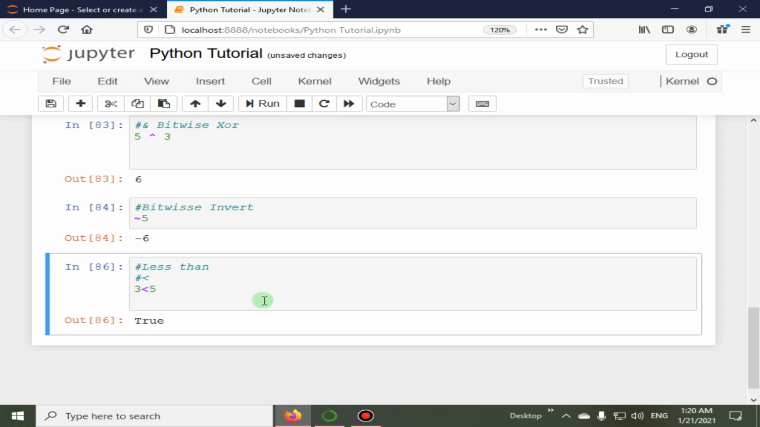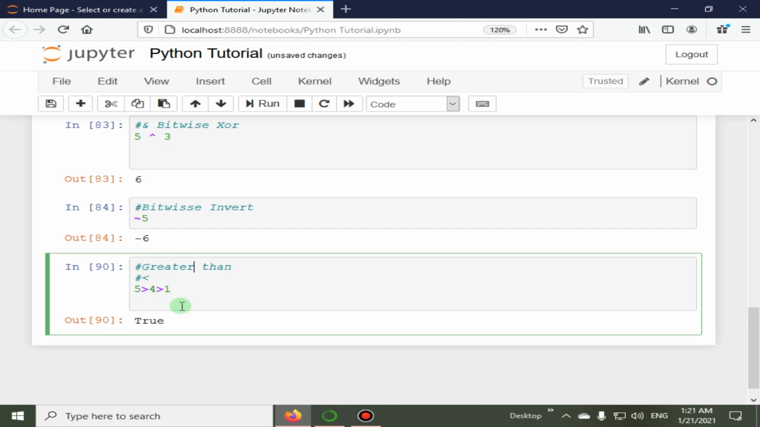Comparisons can be chained arbitrarily also. Let's suppose 3 less than 5, and this is less than 7. This is true. And let's suppose we include 4 here, and this would be equal to false. Next, similarly, we can do this with the greater than sign. 5 is greater than 4, is greater than 1. That would be equal to true. So in this example, we have learned about the greater than symbol.